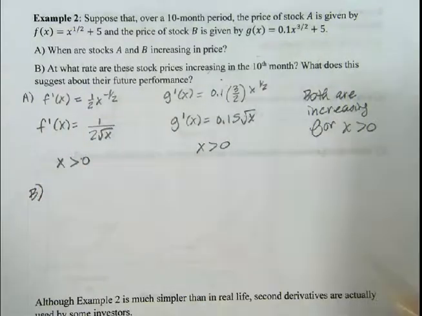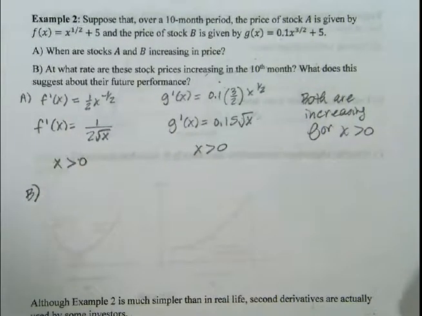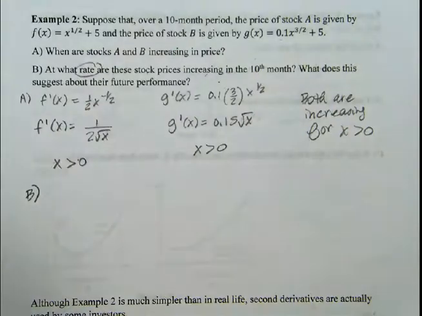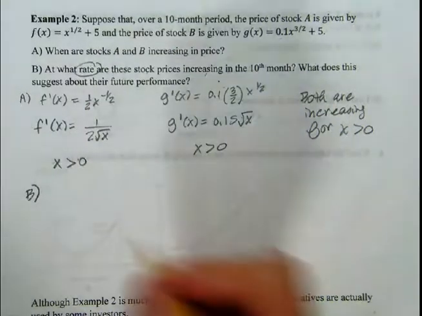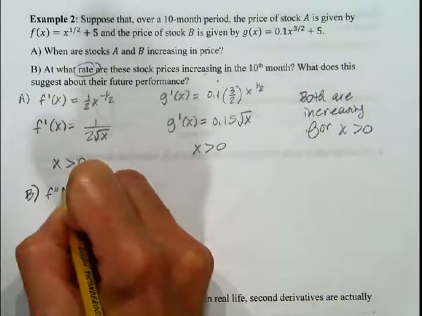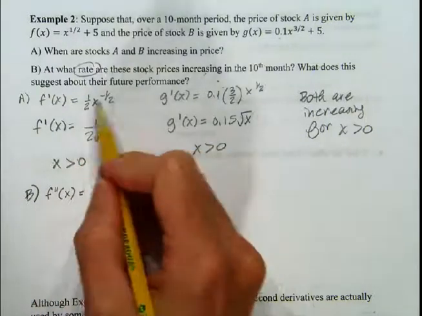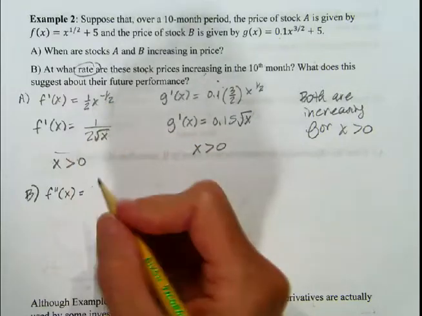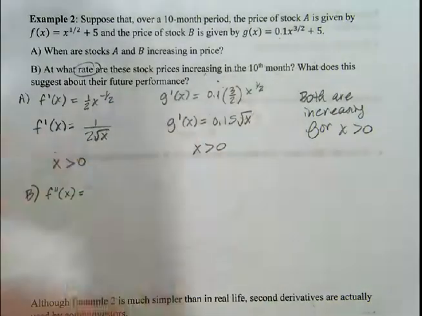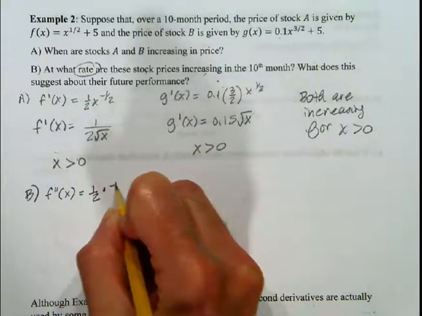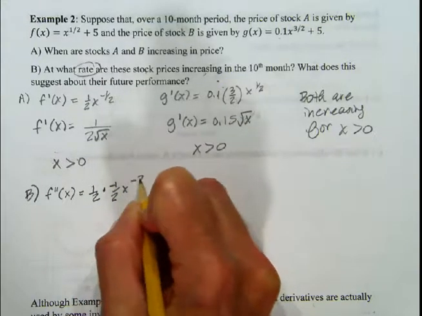All right, so part B. At what rate are these stock prices increasing in the 10th month? So we're talking about the rate that they're increasing. So I need the second derivative at that point. So the second derivative of this one, let me go back and look at it at this part. That would be 1/2 times negative 1/2 x to the negative 3/2.